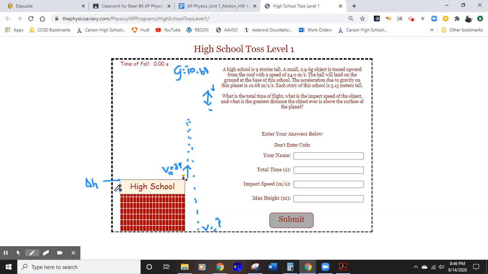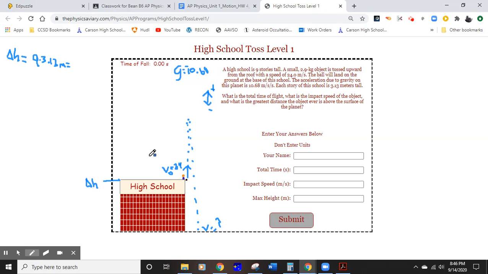Okay, so here we have this delta h. We want to find out how high the high school is to begin with. So let's write down what delta h is. There are 9 stories, and each story is 3.13 meters. So 9 times 3.13 meters is going to be delta h. That's our starting height right here.